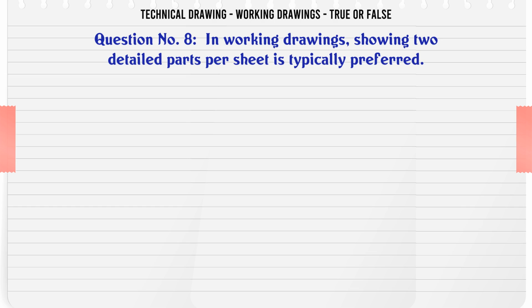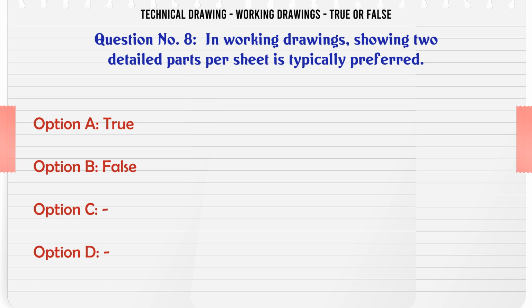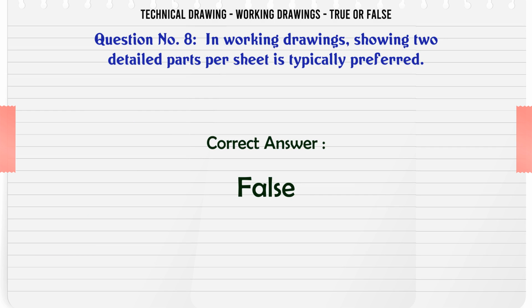In working drawings, showing two detailed parts per sheet is typically preferred. A. True. B. False. The correct answer is false.